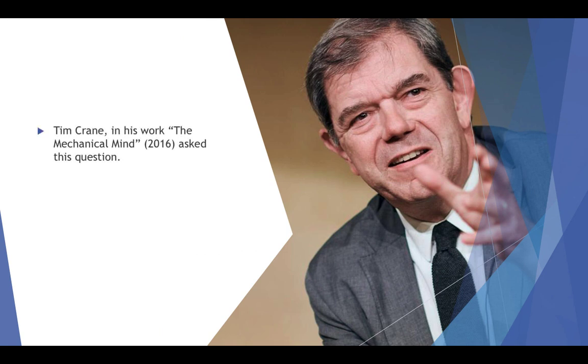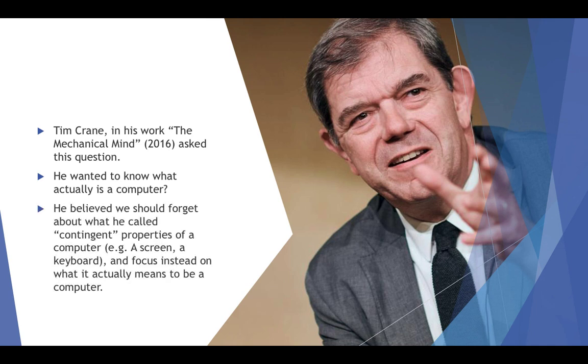So the philosopher Tim Crane, in his work The Mechanical Mind in 2016, asked the question, what actually is a computer? And he believed that we should forget about what he called contingent properties of computers, so a screen or a keyboard or a graphics card, for example, because these are things that could be replaced, and you could have a computer without a computer screen, you could have a computer without a keyboard, for example.